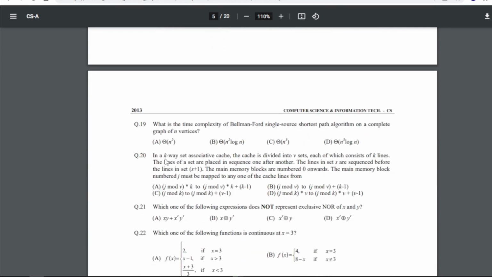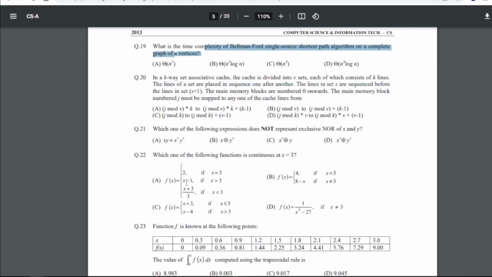Yes. 19th is what is the time complexity of the Bellman-Ford single source shortest path algorithm on a complete graph of n vertices. So I hope you remember that the time complexity of Bellman-Ford is basically order of n cube, right? So you will have to remember this. Order of n cube is the Bellman-Ford single source shortest path algorithm time complexity on a complete graph of n vertices.